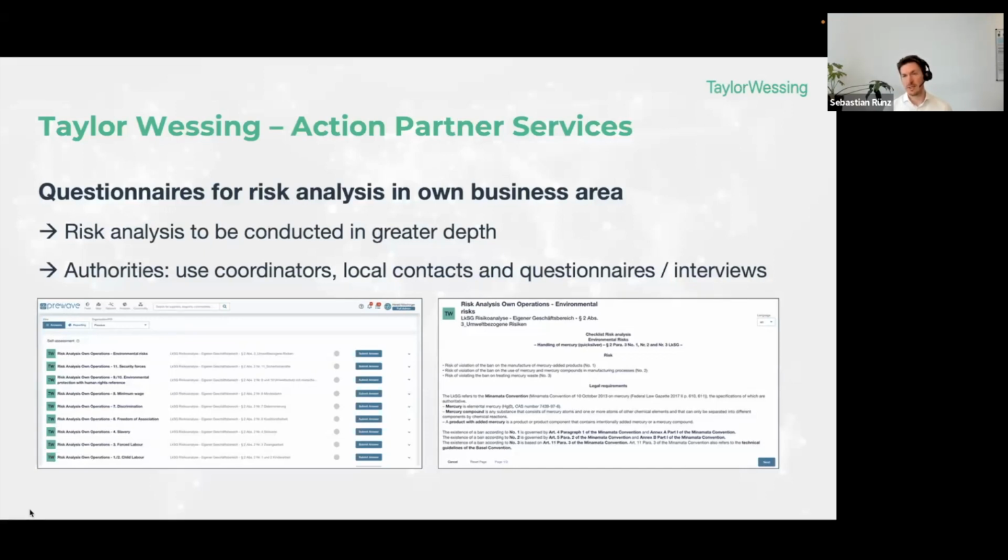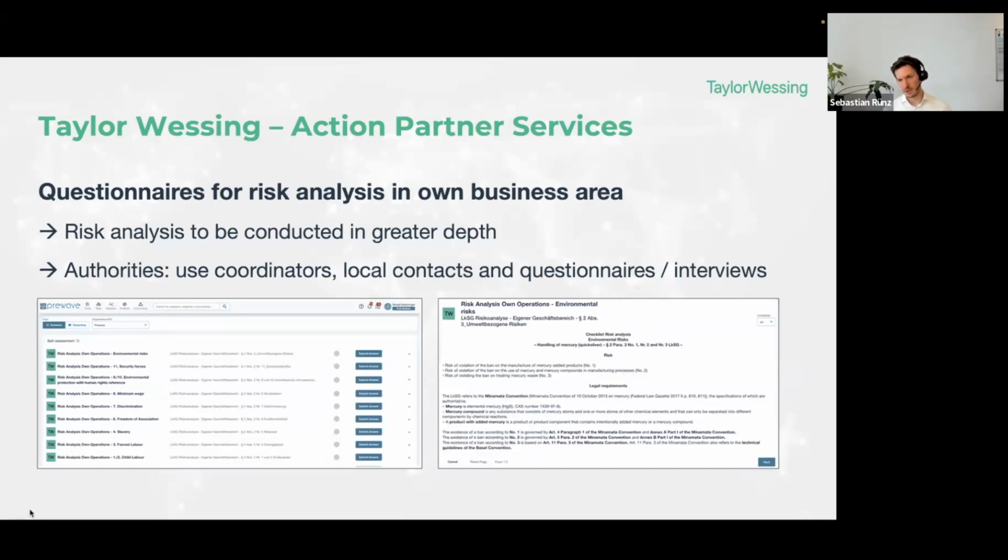When you look, in particular, at the handouts provided by the authorities so far, they basically say, in particular in the handout related to appropriateness, that when you conduct your risk analysis in your own business area, you should use coordinators, you should use local contacts, you should use questionnaires, you should do interviews.